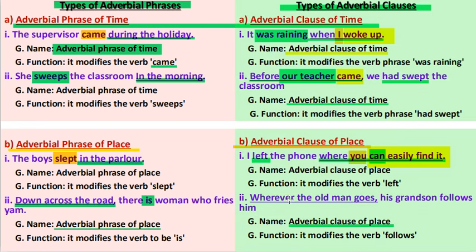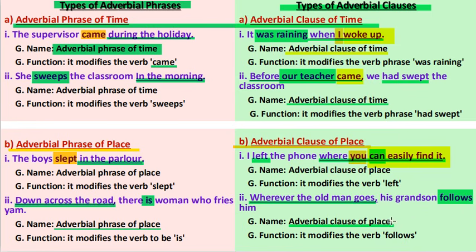Let's come to the second example below that. Wherever the old man goes, his grandson follows him. Wherever the old man goes is underlined. It is an adverbial clause of place, and it modifies the verb follows.